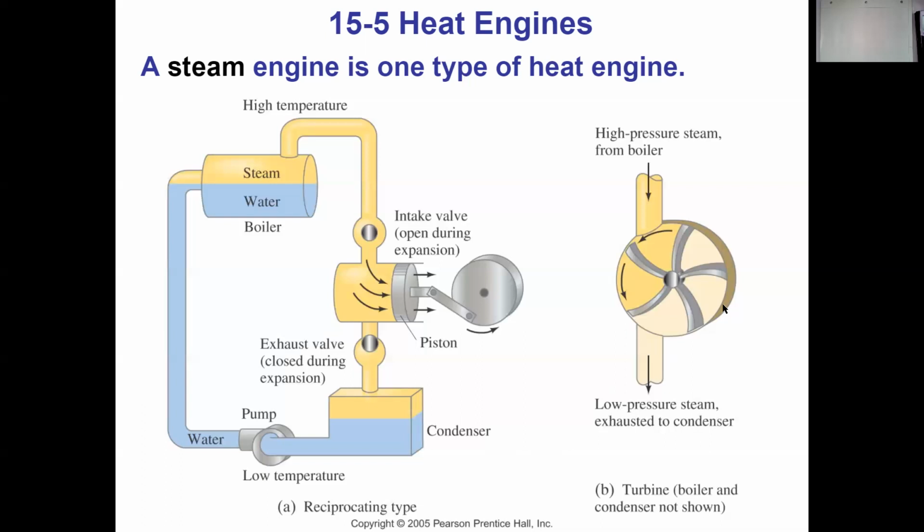A slightly more efficient way of doing this would be to have a turbine. And in our turbine, we have curved blades to maximize the amount of momentum that we can get from the incoming steam. And then once again, it gets exhausted. So you can see that because we have a rotary system, we don't have a need for valves. And then if the shaft of this turbine is connected to a generator, then boom, there we go.